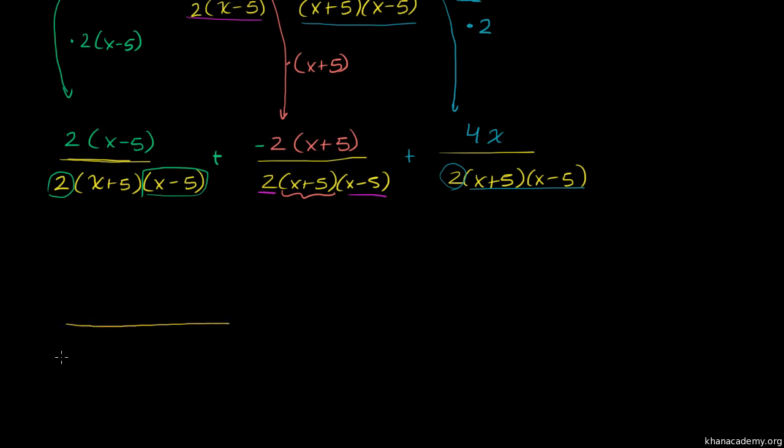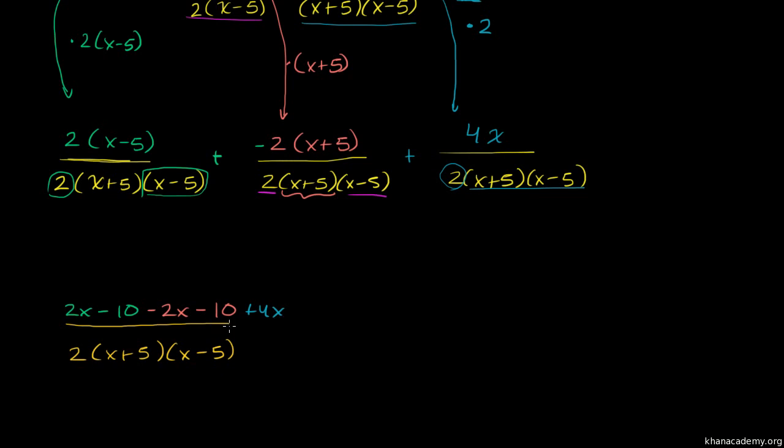So all of this business in our denominator is going to be 2 times x plus 5 times x minus 5. And our numerator is now going to be, and I'm going to multiply this out so that we can properly add terms, 2 times x minus 5 is 2x minus 10. And then we have a negative 2 times x plus 5. So that's going to be negative 2x. And the negative 2 times 5 is negative 10. And then we're going to have a plus 4x over here. Plus 4x.